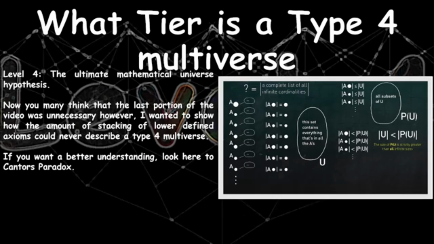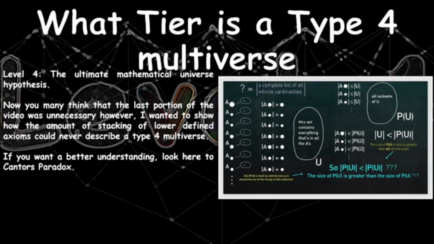But wait a minute. The sizes of all the A's that we unioned together was supposed to be the totality of all infinite sizes. And that means that the size of the power set of U, which is an infinite set, so that's some infinite size, was supposed to be one of the things in that totality. We have a problem. The size of the totality of all infinite sizes is somehow greater than itself. So as you see, it's a paradoxical infinity, so large that it would contain itself.